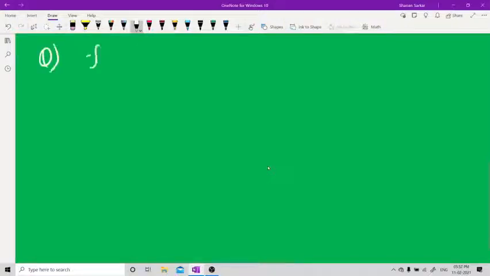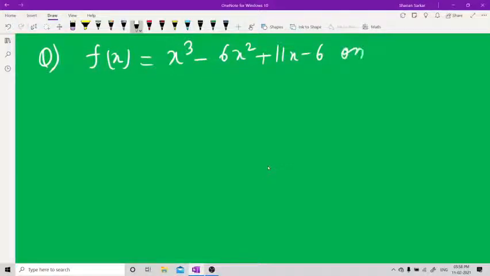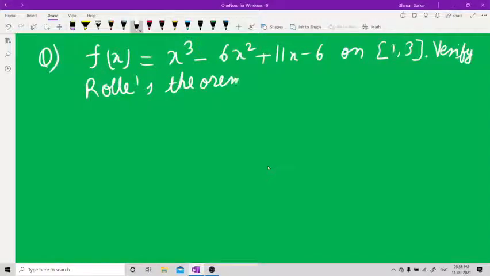The first question: f(x) equals x cube minus 6x square plus 11x minus 6 on the interval 1 comma 3. Verify Rolle's theorem. Now, answer.